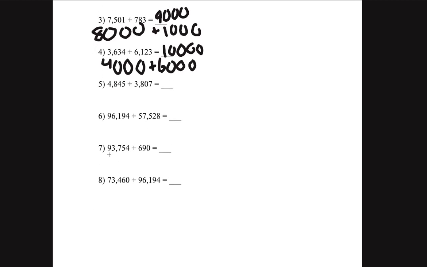Let's look at number 7 as a final example. We have 93,754. We're rounding to the nearest thousand, and since 754 is greater than 500, we're going to round 93,754 to 94,000. And then we look at 690. Since 690 is greater than 500, we're also going to add 1,000. So the total will be 94,000 plus 1,000, making it 95,000. Just like that.